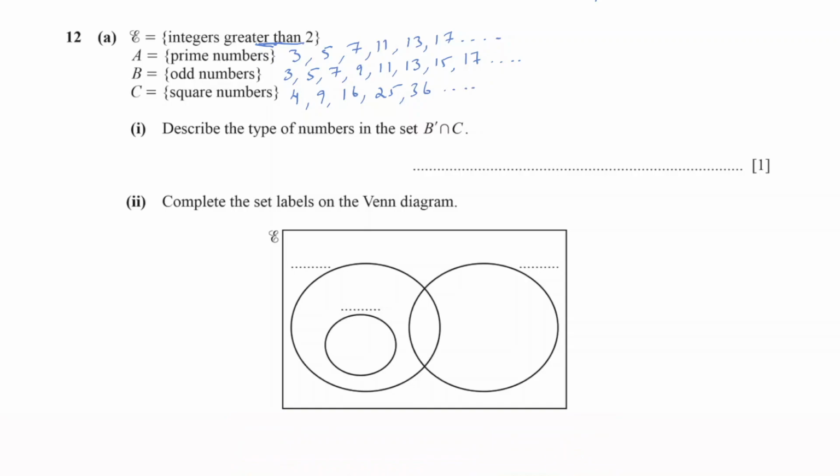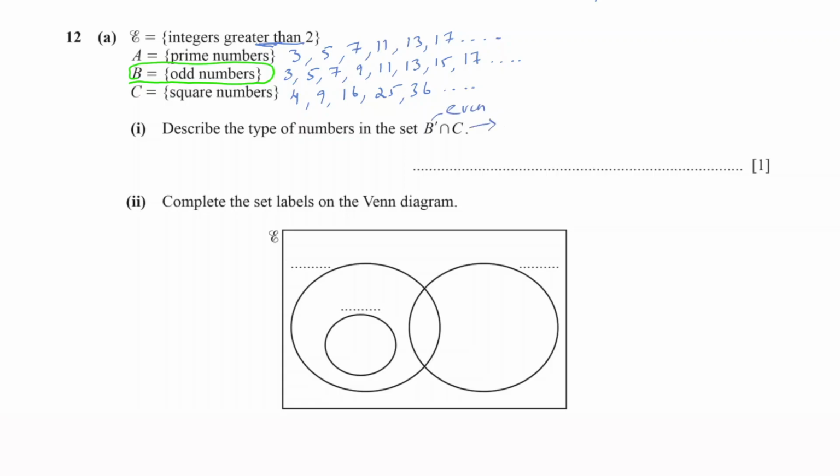Okay, so now describe part 1. Describe the type of numbers in B dash intersection C. As you know, B means all the odd numbers. So B dash will be equal to what? B dash will be all the even numbers. Simple. B is odd numbers, so B dash is all the even numbers, right?